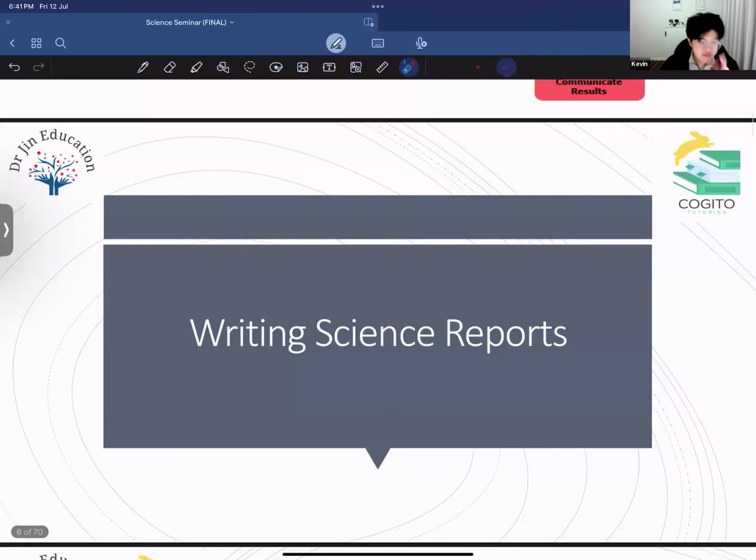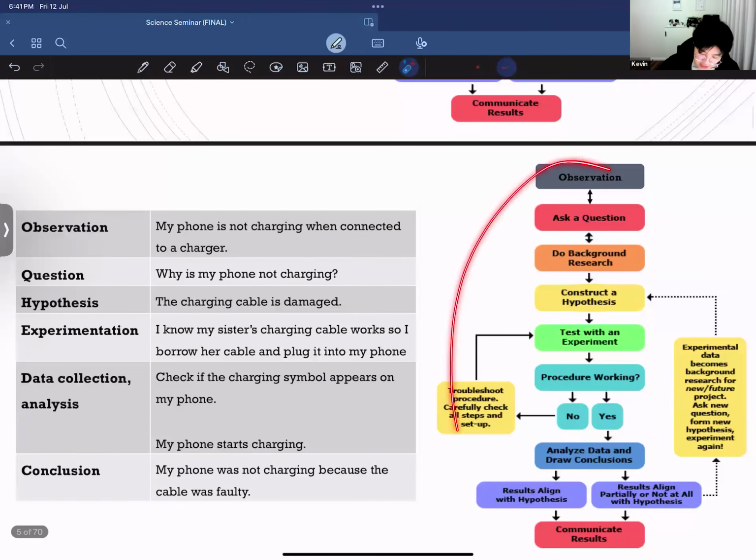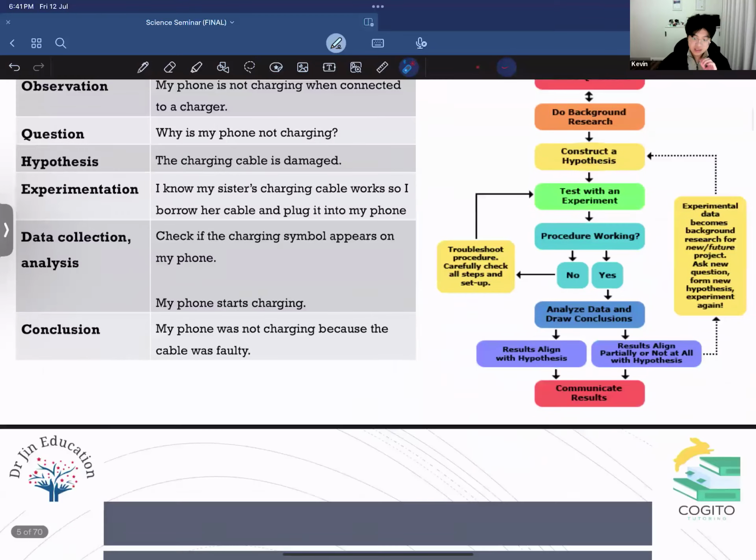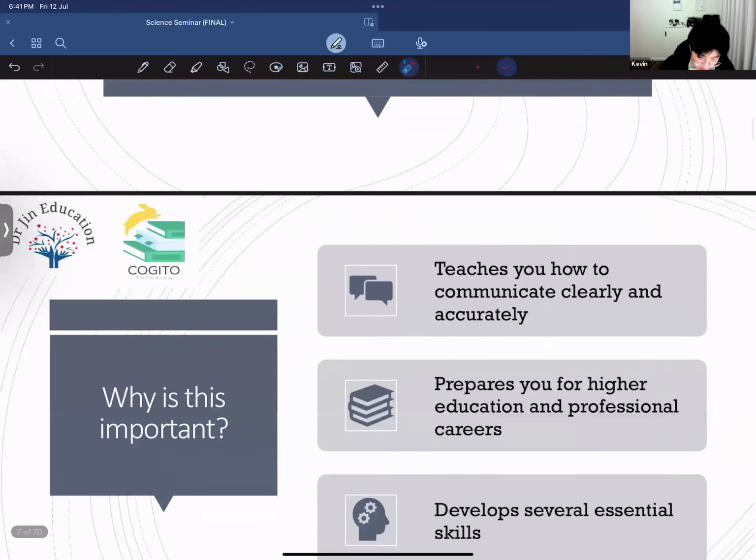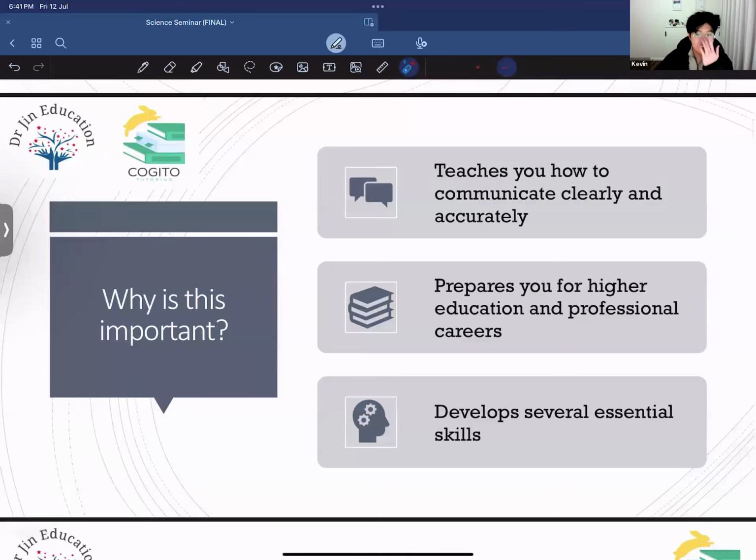Now, the scientific report, luckily, mirrors, so it kind of copies the structure of the scientific method. And once I show you the components of a report, you'll be like, oh, wow, it shares very similar steps and components, okay? Now, let's have a look at why a science report is important, okay?